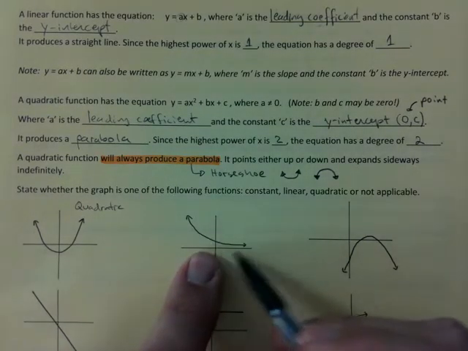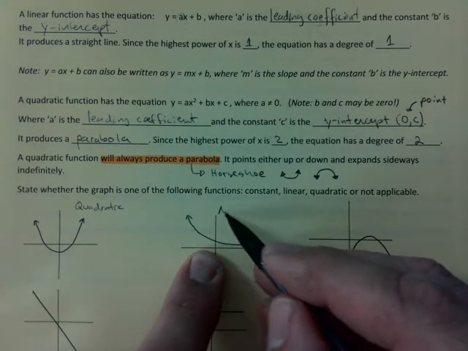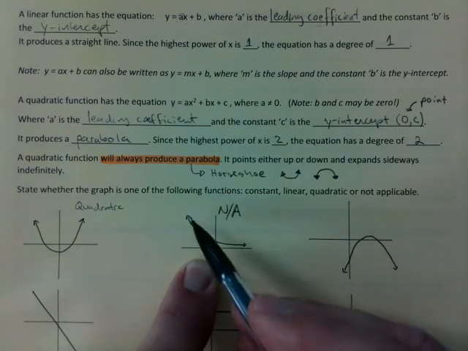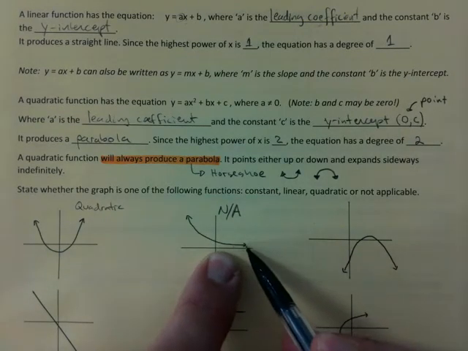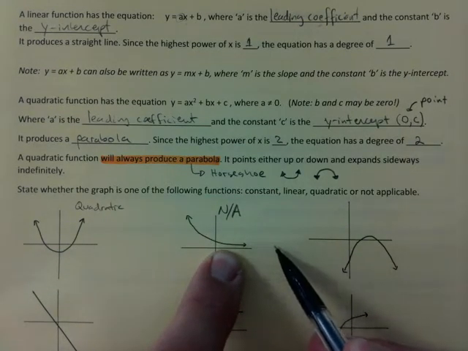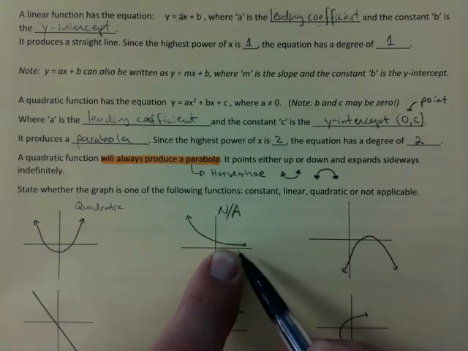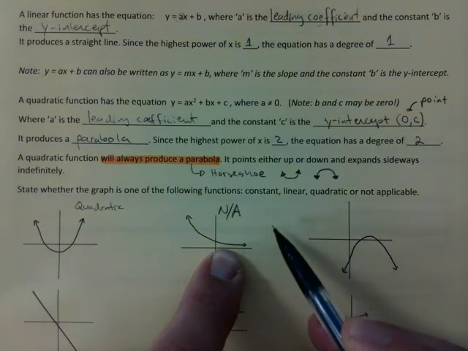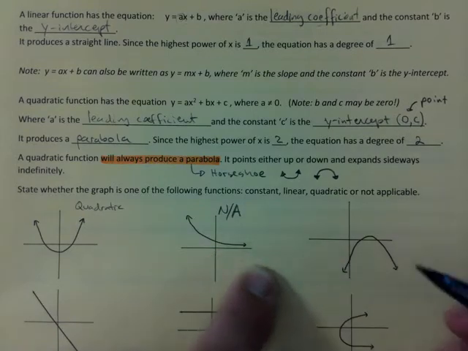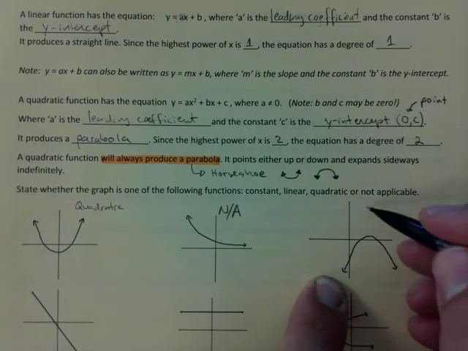Okay, this one would be not applicable, because this is kind of telling us that this leg is going further down, so it doesn't give us an indication that it's going to go back up. So not applicable. Okay, this is a quadratic.